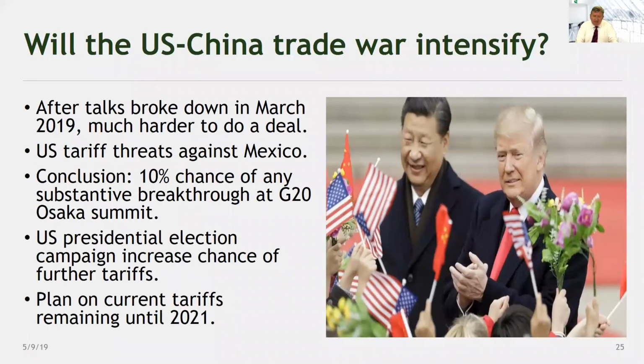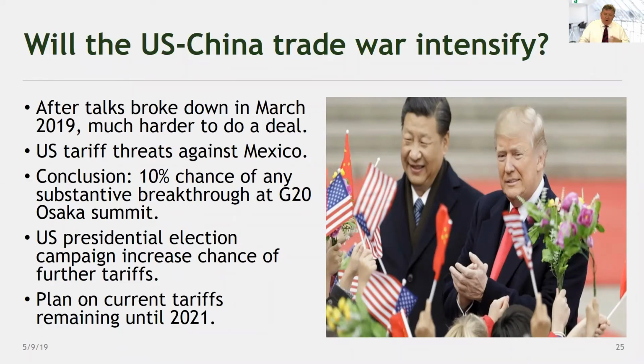The conclusion then is that the result has been a lot of tension building up between Beijing and Washington, as neither side has been willing to move. And the consequence, in my view, is that there's at most a 10% chance that we'll have a substantive breakthrough at the G20 summit when President Trump and President Xi meet. At most, I think what you'll get is a lot of nice choreography and fine words and very, very little substance.